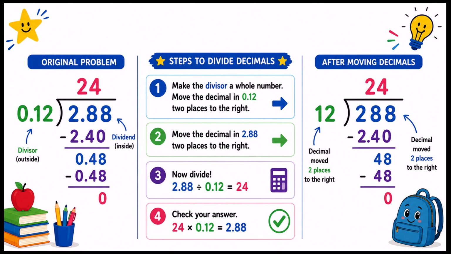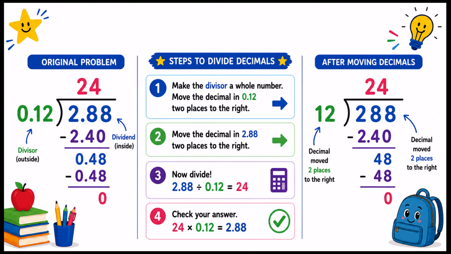Step 4. Check your answer. Multiply the answer by the divisor. 24 times 0.12 should give you 2.88. Since it matches the original dividend, our answer is correct.